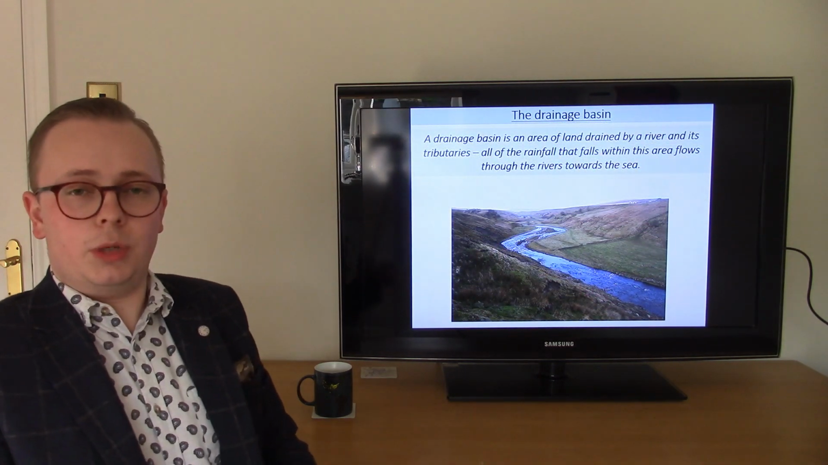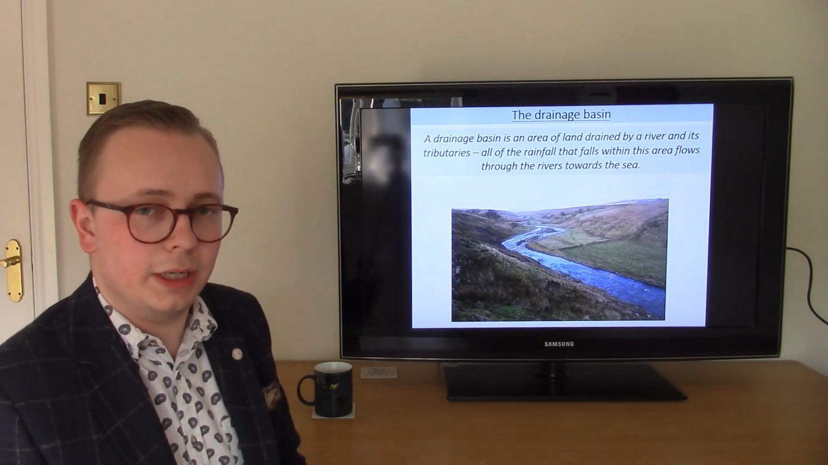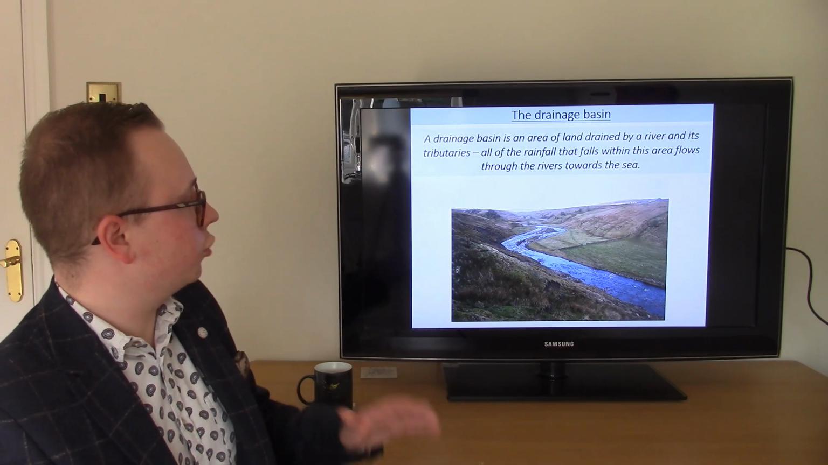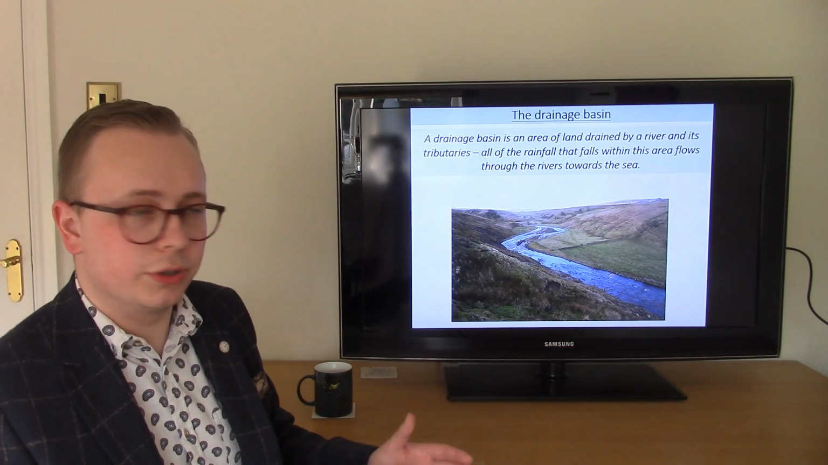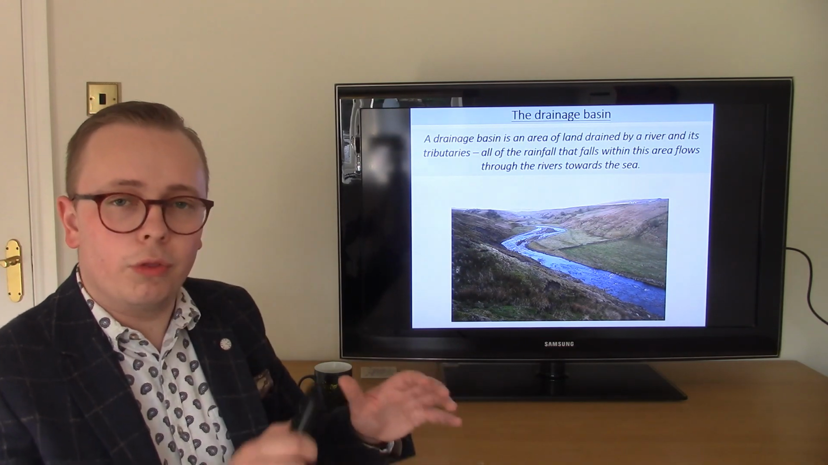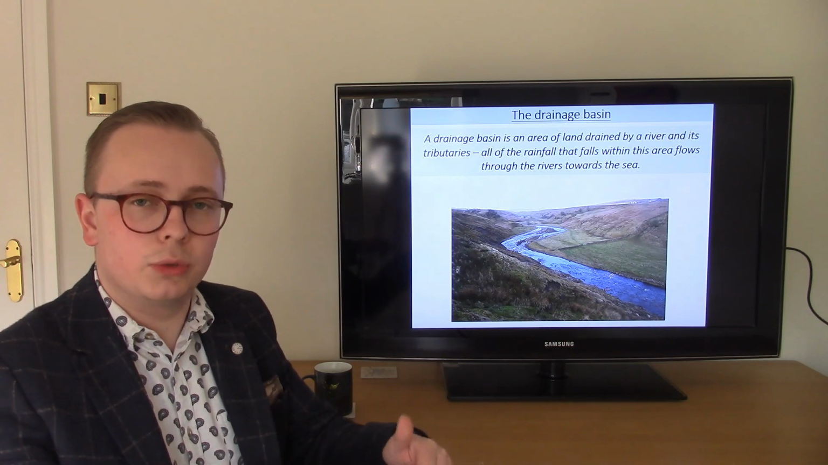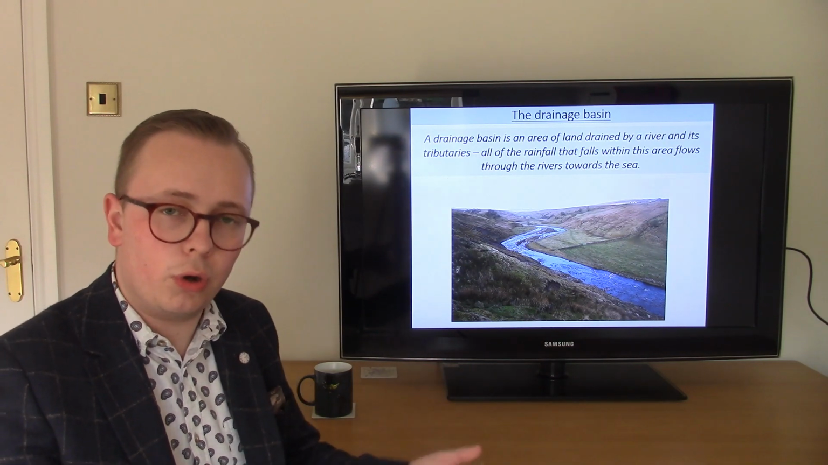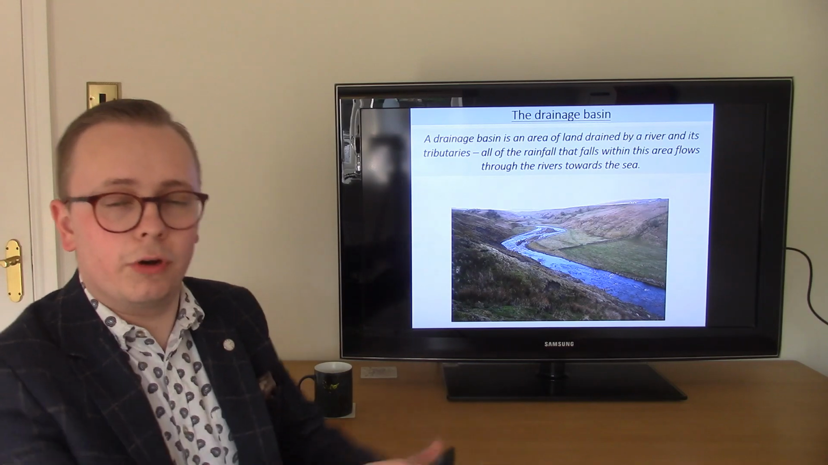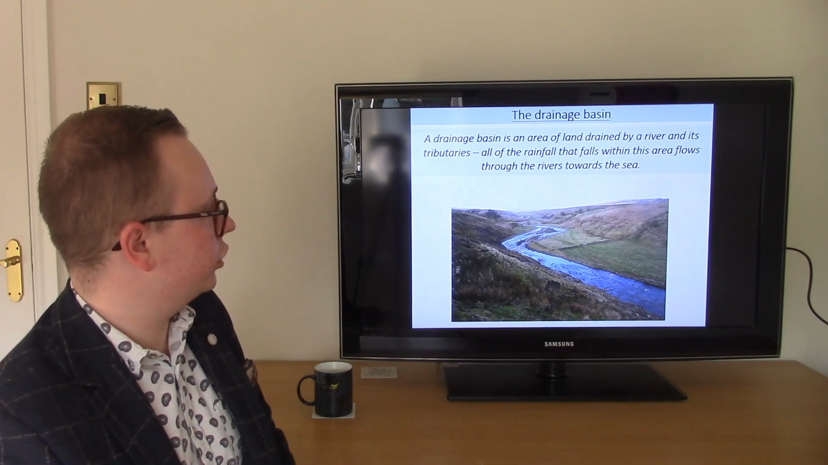Now the first key concept we're going to talk about is something called the drainage basin. The drainage basin is an area of land drained by a river and its tributaries. All the rainfall that falls within a drainage basin will work its way through the land, through the rock, through the soil, into the rivers before moving out into the sea.